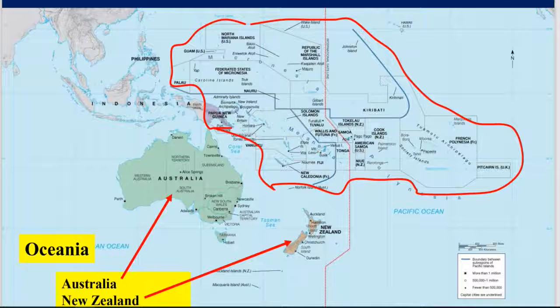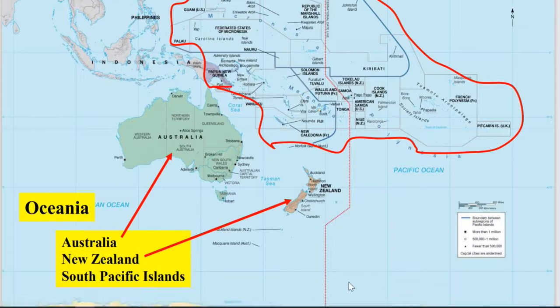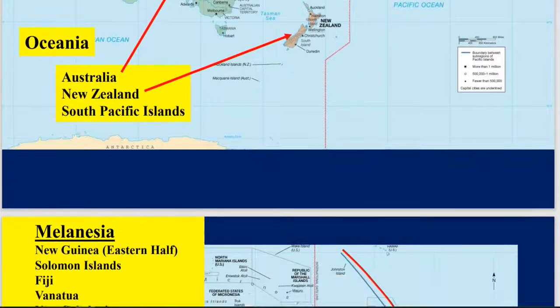Here we have the breakdown of Oceania. You have Australia, as you can see, and New Zealand to the east of Australia. Just to the north, well, we'll come to that in the next slide. The rest of that is the islands of Oceania.